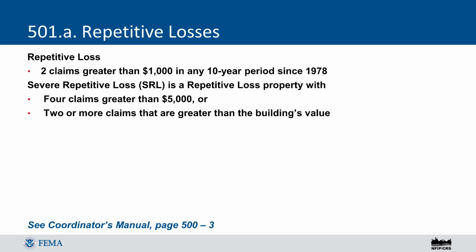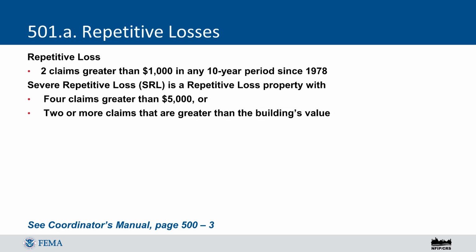Does this mean if you had two losses and the last loss was in 1988 that it moves off your list? No, it does not. Any property that reaches this definition of two claims greater than $1,000 within any 10-year period going back to 1978 will remain a repetitive loss property until it is either mitigated by being retrofitted or until it is no longer in existence.